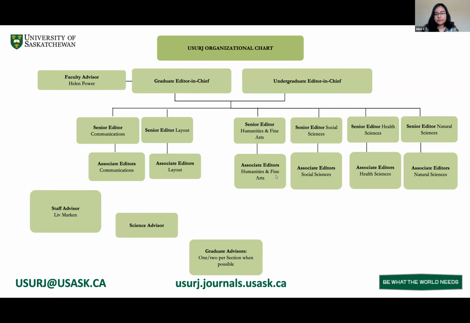And each section is made up of a group of associate editors, a senior editor, and about 1 to 2 grad advisors. So those are some graduate students as well. And in addition to our 4 disciplinary sections, we also have a layout team and communications team that helps us promote the journal and also puts together the articles for publication. And of course, at the top, we have the editor-in-chief team. This is made up of the undergraduate editor-in-chief and the graduate editor-in-chief. So that's me and Kandice.